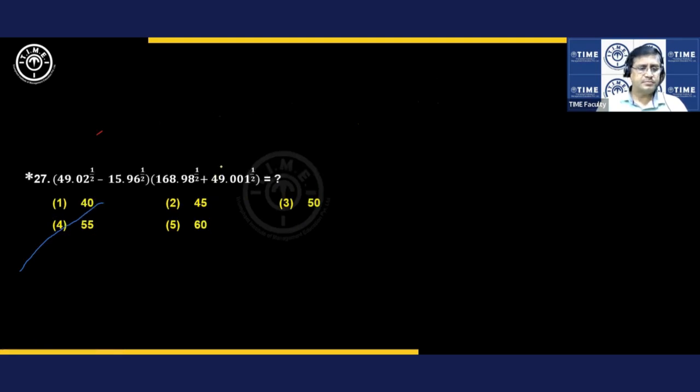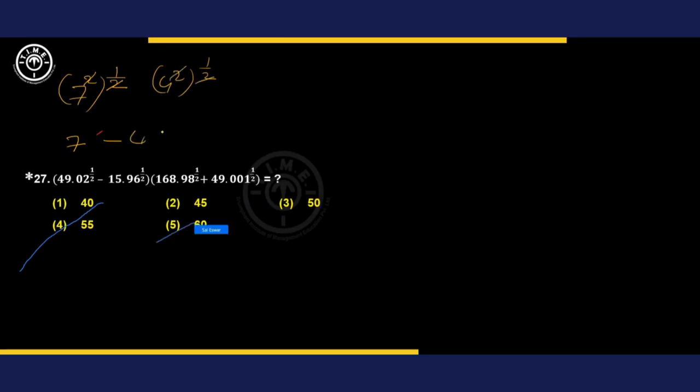Next, question number 27. 49.02 power 1 by 2. 49 means it is a 7 square. 7 square whole power 1 by 2. 2 and 2 get cancelled. The result is 7. 15.96 means it is approximately 16. 16 means 4 square. 4 square whole power 1 by 2 means that is a 4. 2 gets cancelled.